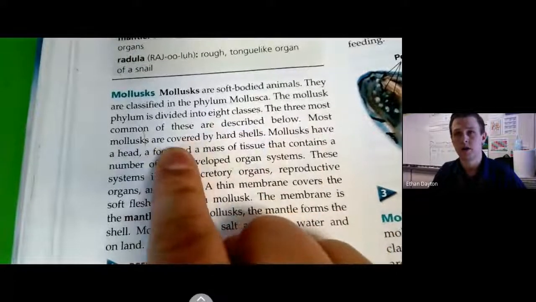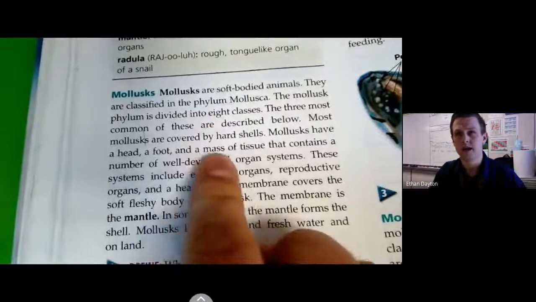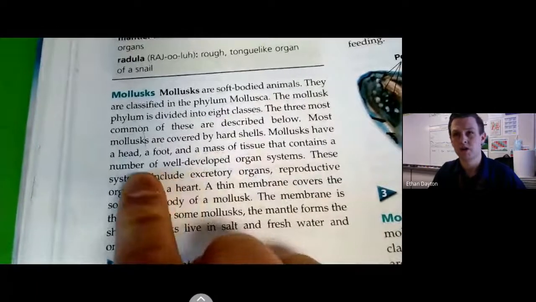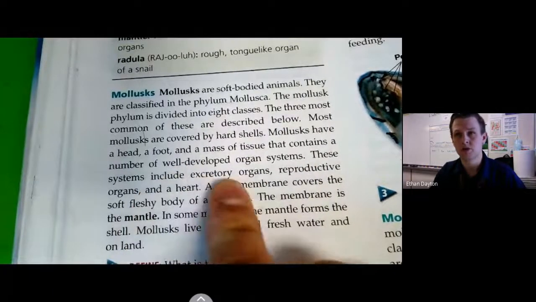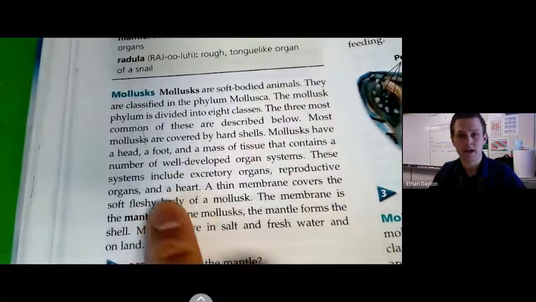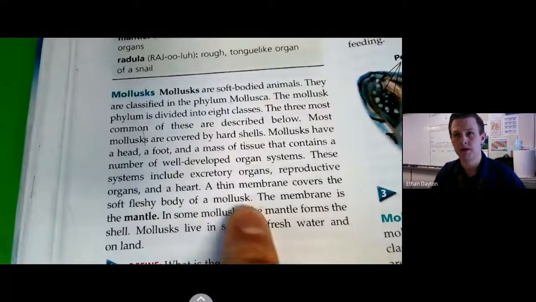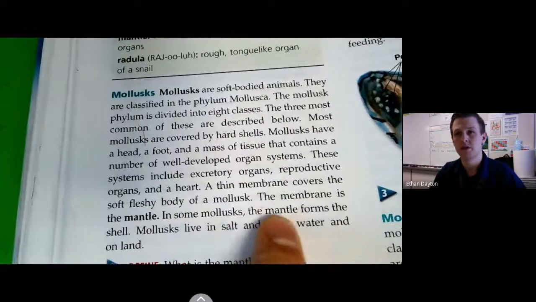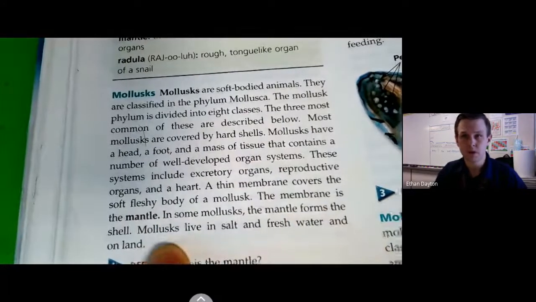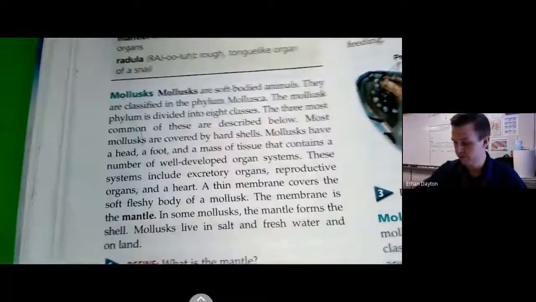Most mollusks are covered by hard shells. Mollusks have a head, a foot, and a mass of tissue that contains a number of well-developed organ systems. These systems include excretory organs, reproductive organs, and a heart. A thin membrane covers the soft, fleshy body of a mollusk. The membrane is the mantle. In some mollusks, the mantle forms the shell. Mollusks live in salt and freshwater and on land.